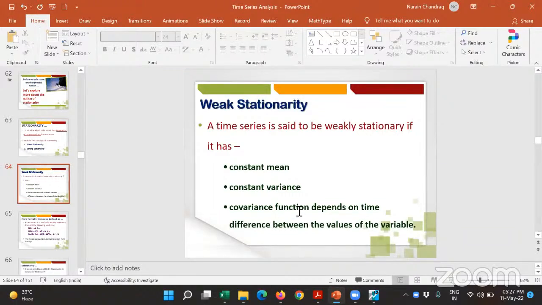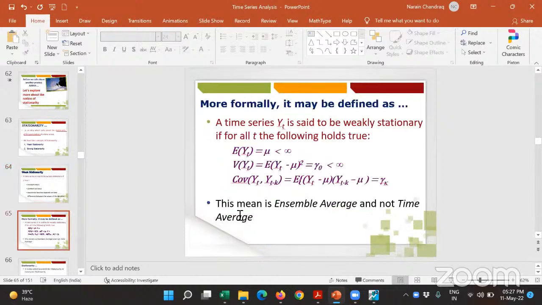In very simple words, if the mean is constant, the variance is also constant, and the covariance is also constant, it's also a number which is not dependent upon t. It is a number which is a constant. That surely is a weakly stationary series. So the mean is a finite number and it doesn't have a subscript t. The expectation, or the mean value, is a constant number.